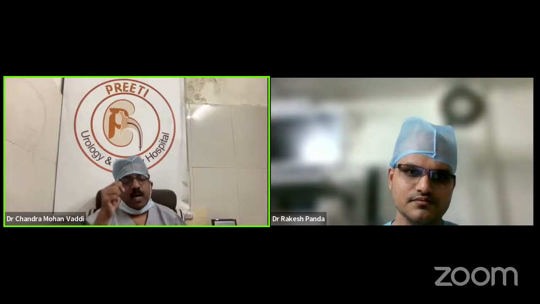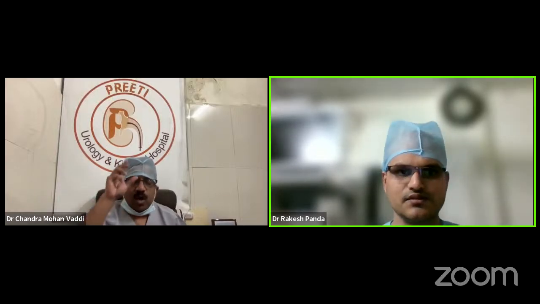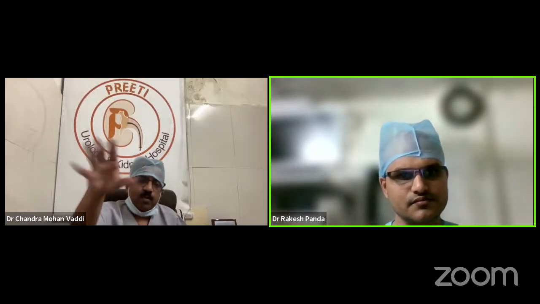Can you avoid at least supracostal? That is also not there. So in large upper calyceal stone, prone is always better. Large lower calyx, prone is better. Large middle calyx, prone or supine? Supine, but supine has an advantage. Pelvic stone, prone or supine, okay.